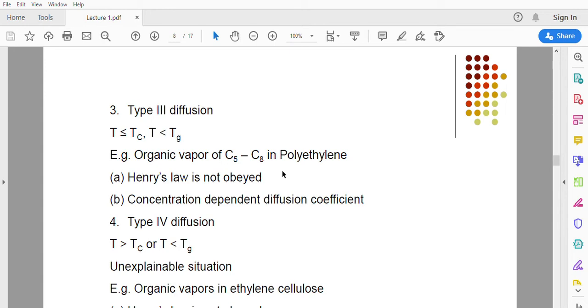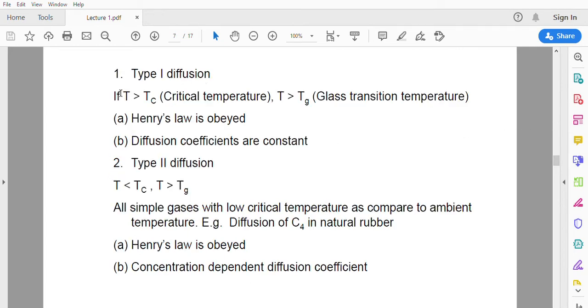So in the first condition, when your environment temperature is higher than the critical temperature of the gas and higher than the glass transition temperature of the polymer, you can use Henry's law and you can use a constant diffusion coefficient. In the second condition, when the environment temperature is lower than the critical temperature, but higher than the glass transition temperature of the polymer, you can use Henry's law, but the diffusion coefficient will be concentration dependent.